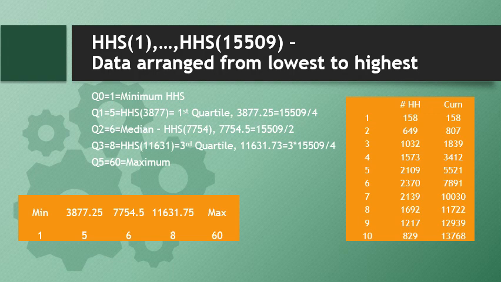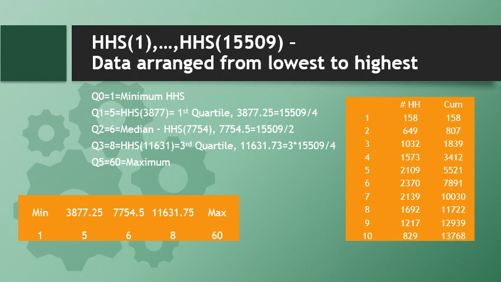So when we go up to about the 3,877th element, this is about 1/4 of 15,509, the total number of households. At the quarter position, the household size is 5, which means that 5 is the first quartile, and 6 is the median household size, which means that the number of households from 1 to 5 is about half, and the number of households above 6 is also about half of the data. 8 is the third quartile, and the maximum is 60.